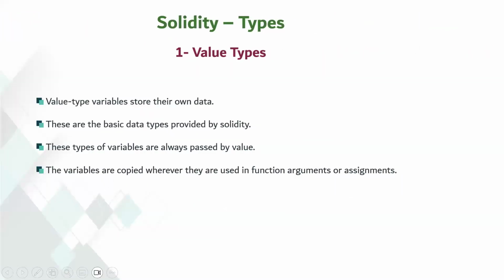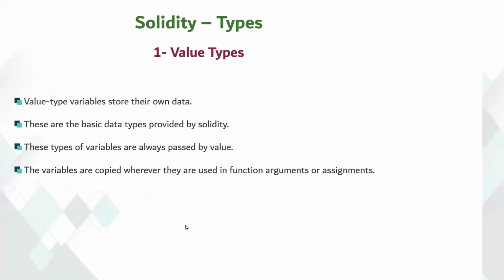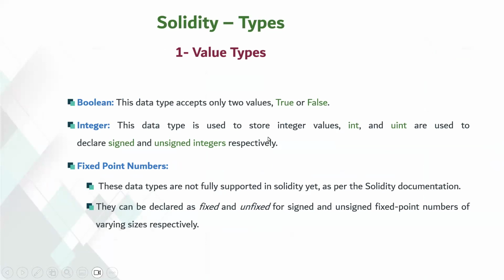Solidity provides various data types to work with. Let's explore them. About the value types, the first types in Solidity we have here are Boolean, integer, fixed point numbers, address, bytes, and enums. About the Boolean, as you see here, it represents true or false values. Integer is used for storing whole numbers, while fixed point numbers are not fully supported yet.